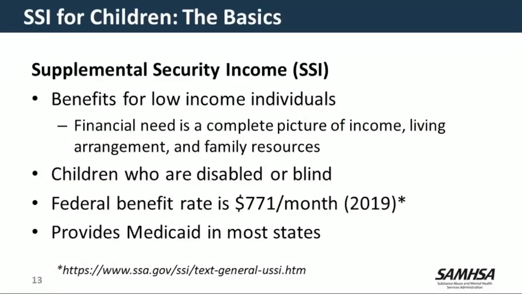And for those of you who are familiar with SSI and SSDI for adults, I want you to listen closely because there are special considerations and eligibility criteria for children. The Social Security Administration offers Supplemental Security Income, or SSI, for children. That's birth up to age 18 attainment. And the benefit is for children who are disabled or blind. The non-medical financial need for SSI is a complete picture of the child's income, resources, and living arrangement, as well as their family resources. And like with adults, the maximum federal benefit rate is $771 per month in 2019 and comes with Medicaid in most states.